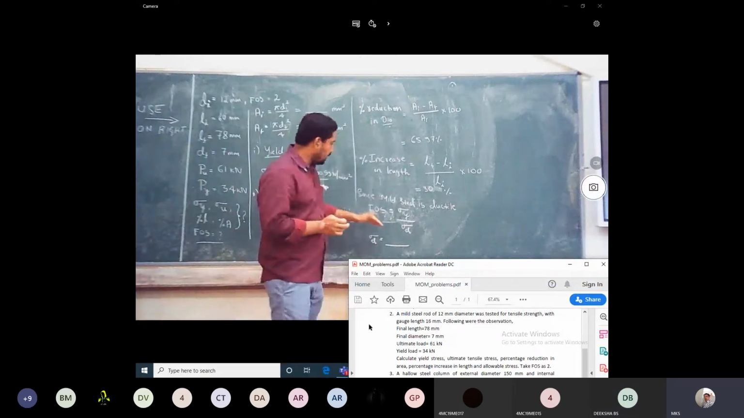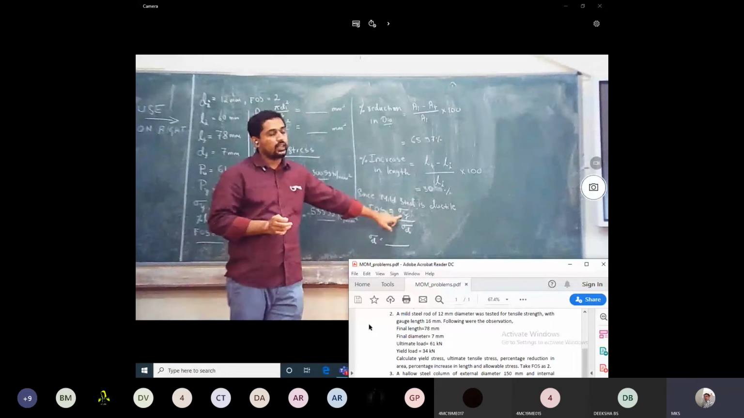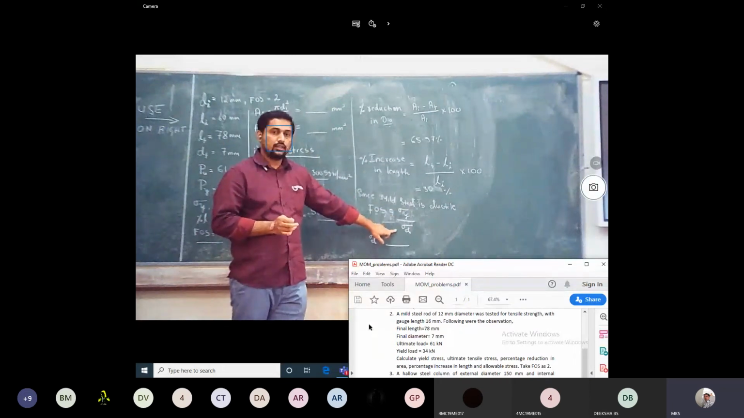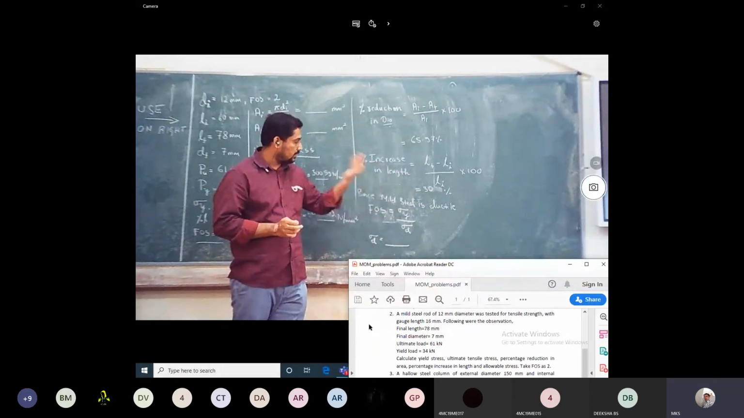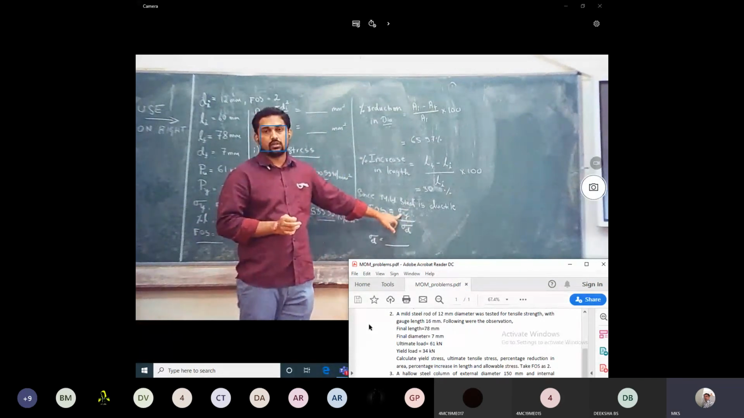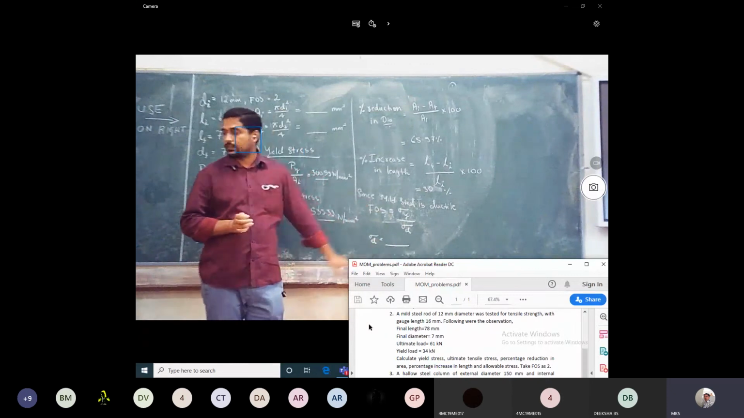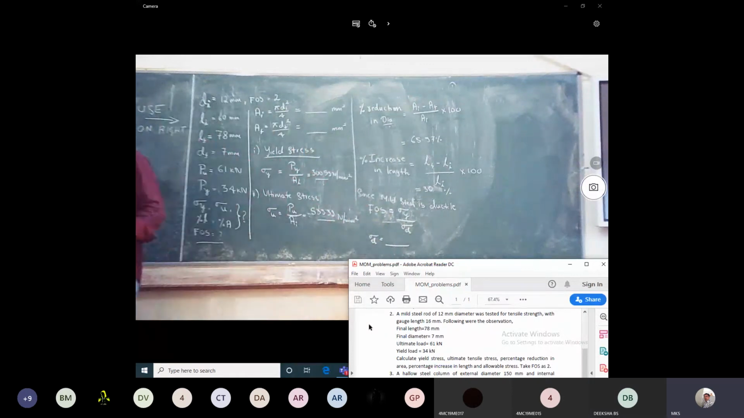So next you can find out the allowable stress or design stress, sigma D. Since it is ductile, the design stress is based on sigma Y divided by the factor of safety. If it was a brittle material, the factor of safety would be equal to sigma U by sigma D. Calculate sigma D. Okay. 150 point. Just calculate and see.